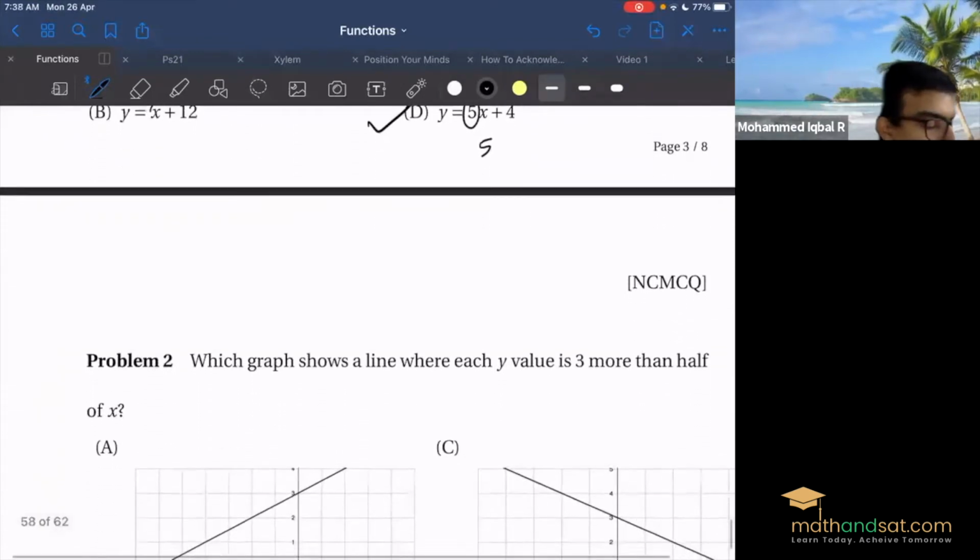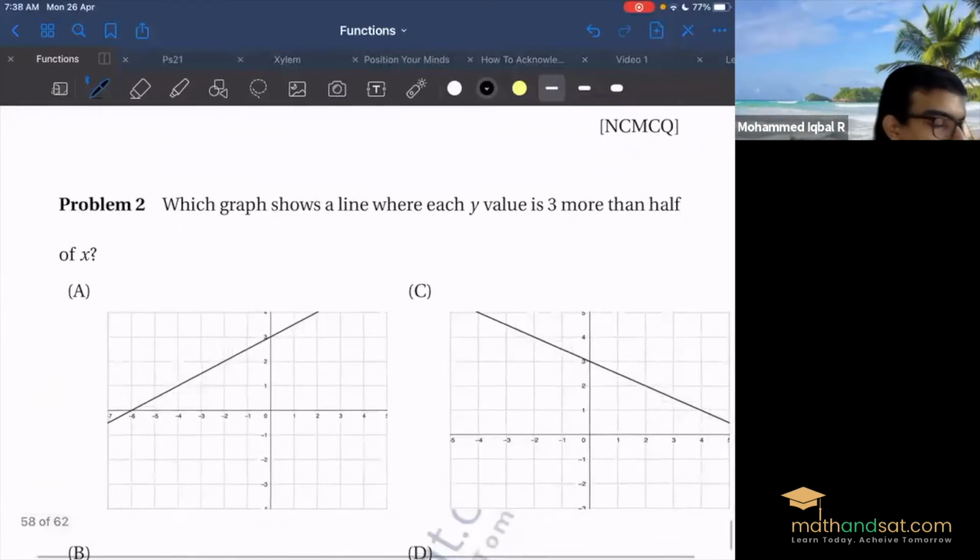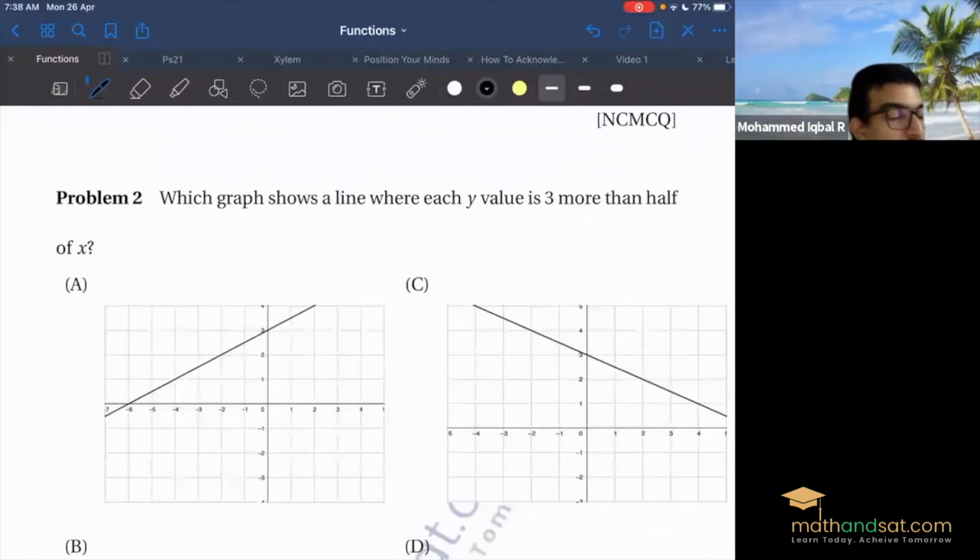Second question. Which graph shows a line where each y value is 3 more than half of x? Can you tell me what that function will be? The relationship between y and x: each y value is 3 more than half of x.